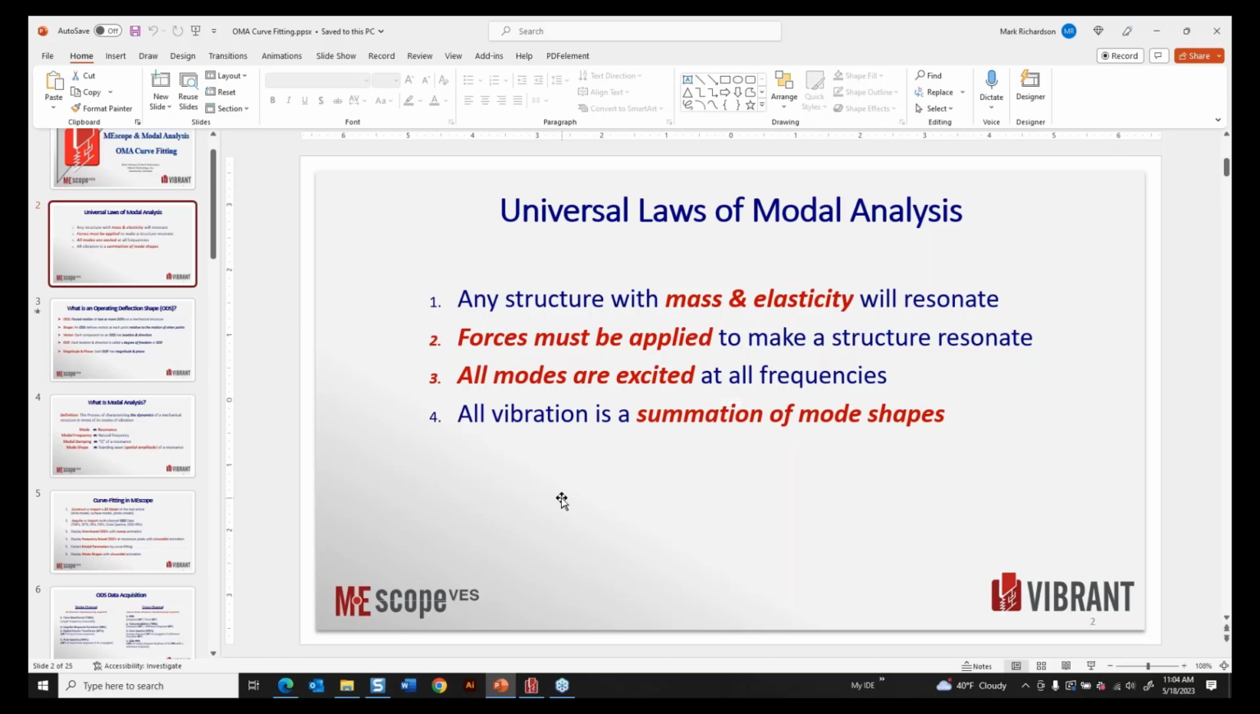And how many modes do real-world structures have? Ideally, they have an uncountable, infinite number, but we usually deal with the lowest frequencies because they dominate the vibration response of the structure. And then we're going to look at an example today, actually both examples. All vibration is a summation of mode shapes.